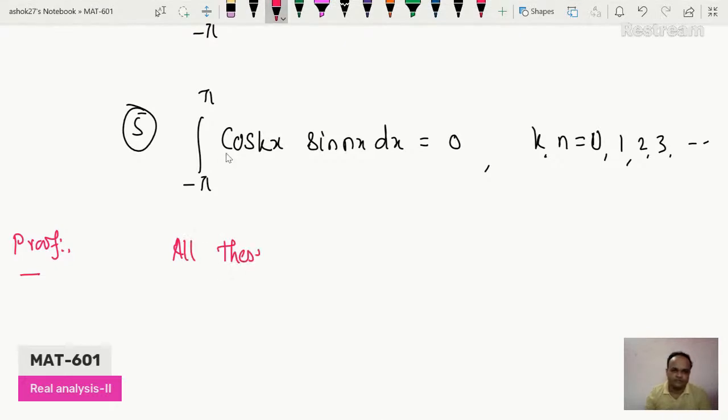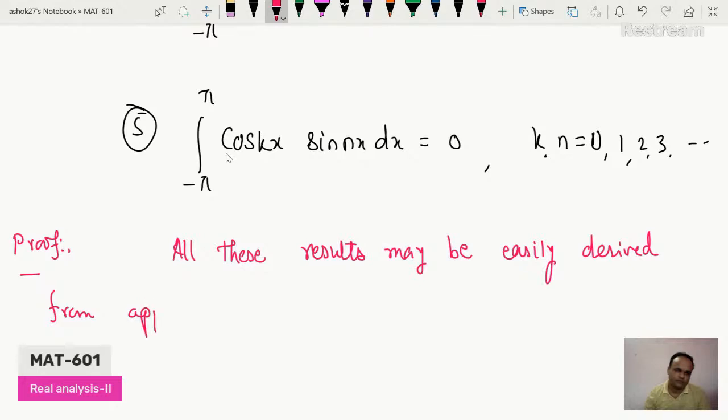All these results may be easily derived from appropriate trigonometric identities. So we'll prove, for example, just first, and you can prove the remaining using the same technique, using appropriate trigonometric identities.